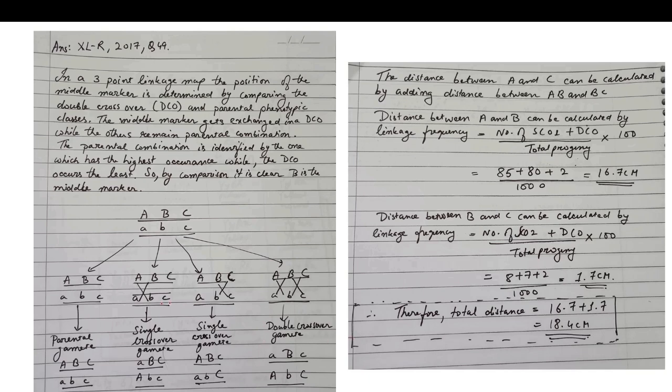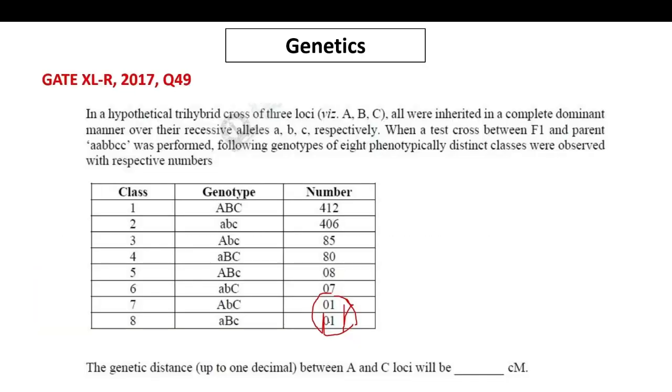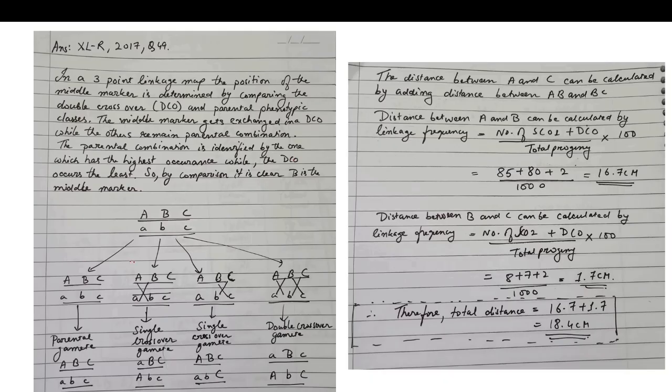So now you go back and see what combinations of genotypes are being given. If you compare this genotype with what I have written, they have given only these different combinations. They are different chromosomes, and they have given the numbers. So from the drawing, from the concept, and from looking at the numbers, we know that this is the double crossover.